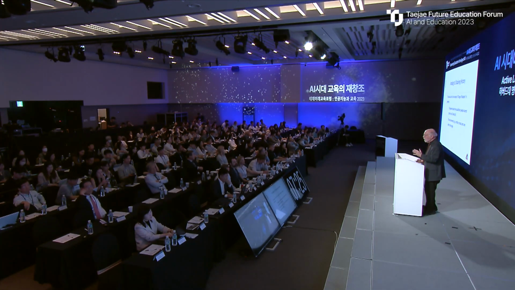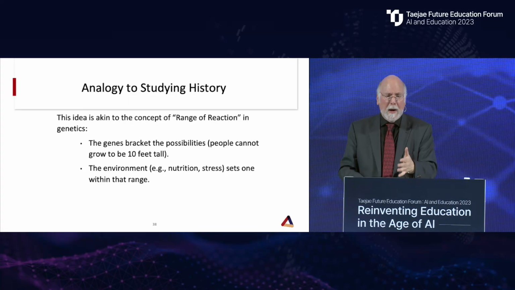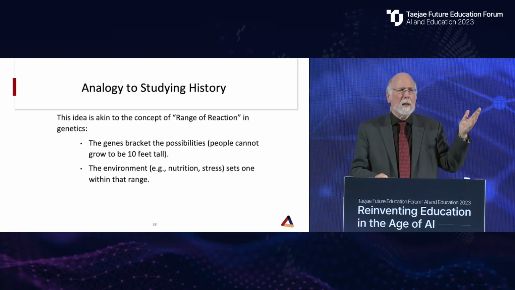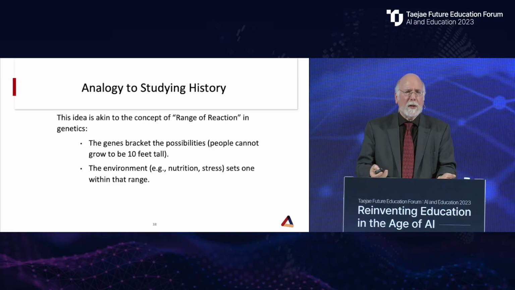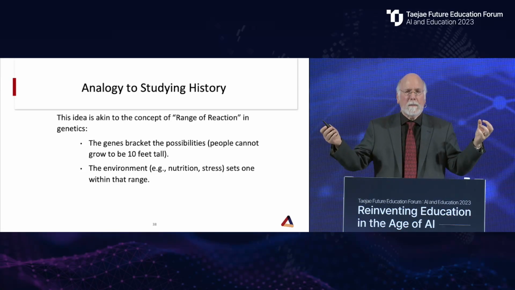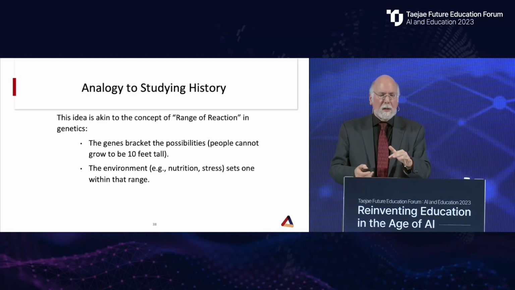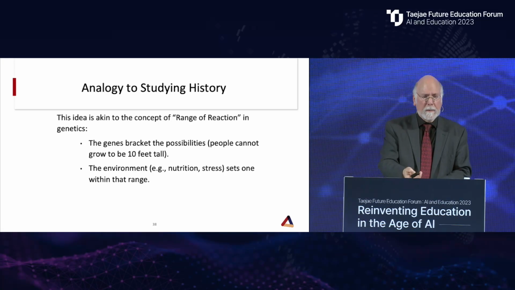So here's an analogy, the concept of range of reaction in genetics. Most genes don't totally determine how they're expressed phenotypically. Rather, there's a range that the environment then sets you in. So for example, genes bracket the possibilities of height. You're not going to grow to be 10 feet tall as a human being. It's not within the genes. And you probably won't be 2 feet tall either. There's a range. The environment, like nutrition and stress, sets a given person within that range.